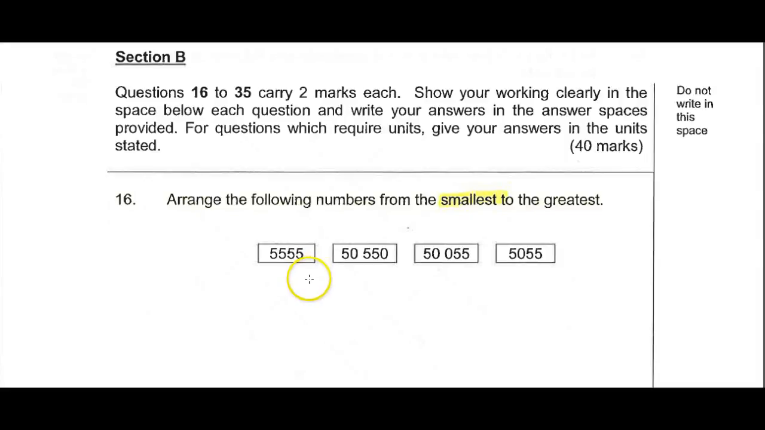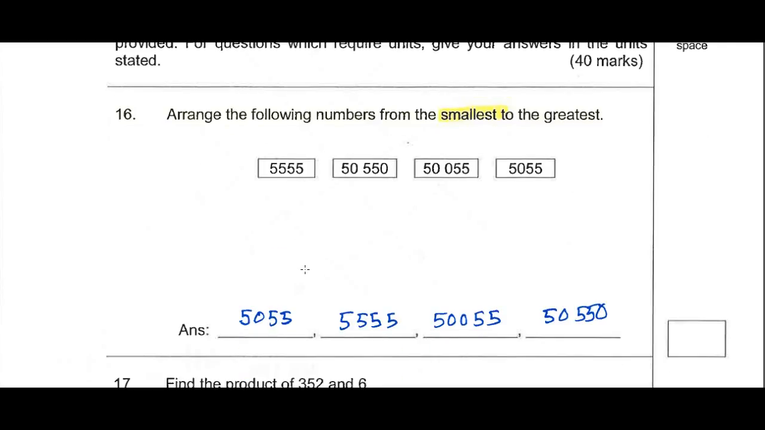Okay, this is Section B of your CT2 Max 2015, number 16, smallest to greatest. For this type of question, you should not have any more problems. Arrange them this way, smallest first. Remember, all right, 4 digits. 50 is smaller than 55. And these two 5-digit numbers here, 500 is smaller than 505. Then you arrange them.